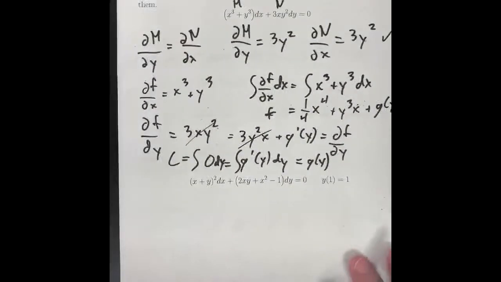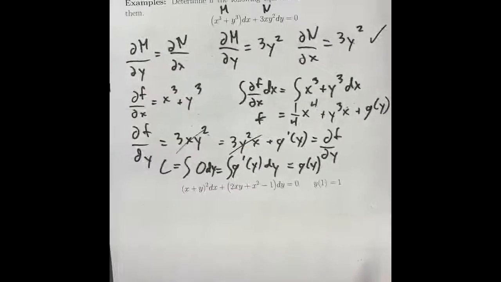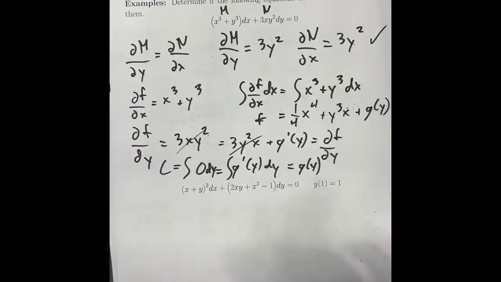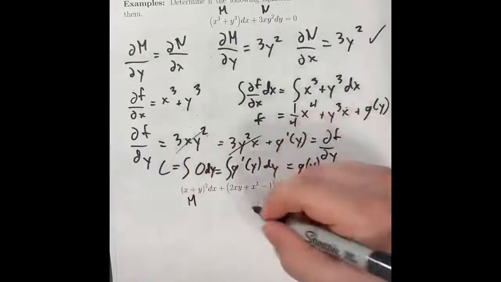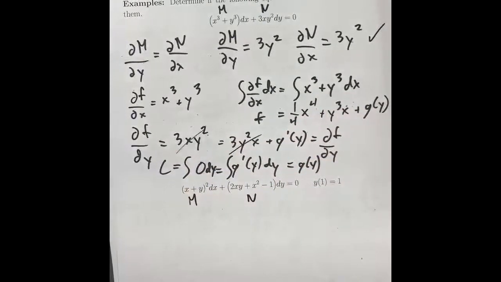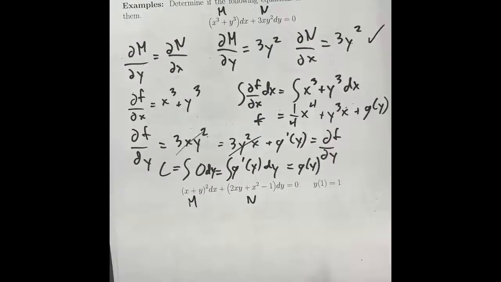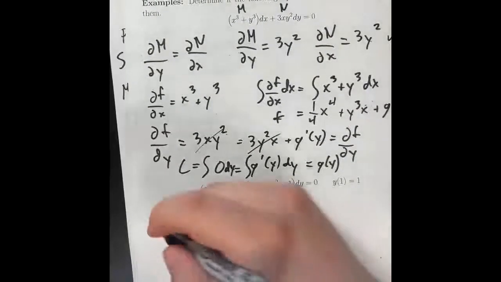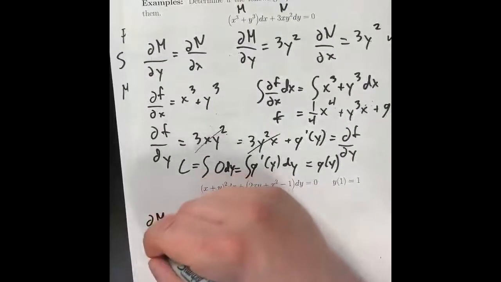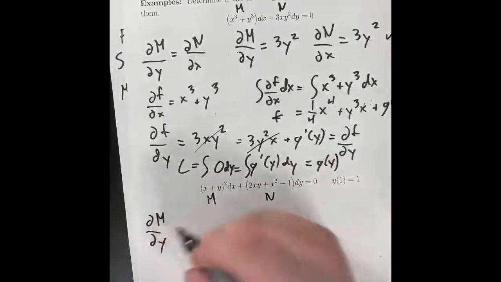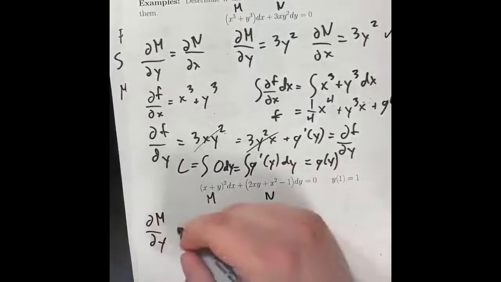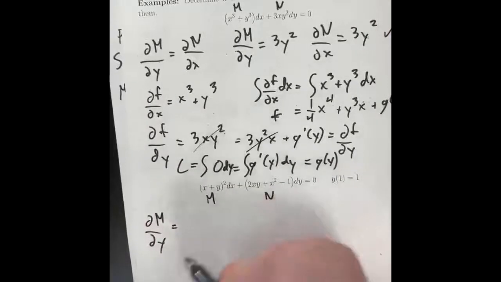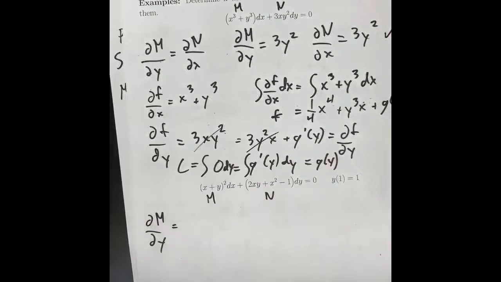So in this case, we have another one in differential form. Just mark here: this is M, this is N. We want to check it's exact. So I need to take the partial of M with respect to y. It's the opposite of whatever this is, the dx. So we're going to take the derivative with respect to y.